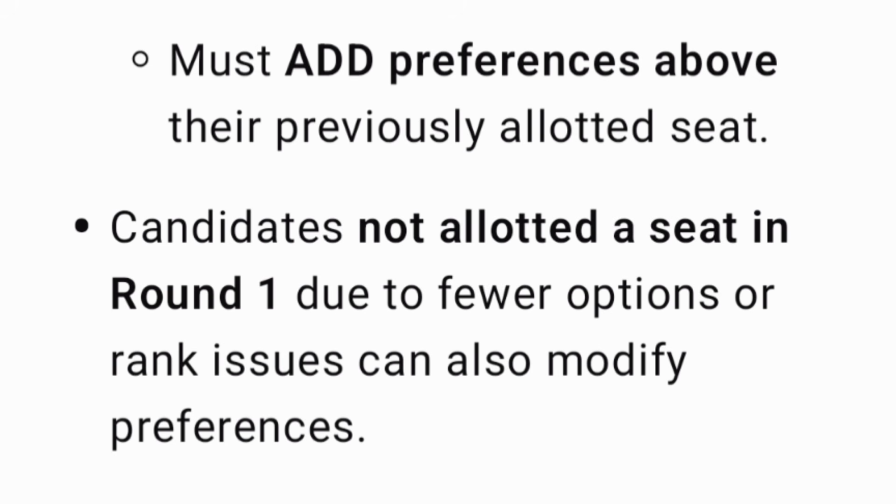So that is the good news, that you can add preferences, but the only thing is that you can add preferences above the previously allotted seat. Please remember, you cannot add any college preference below the seat allotted. So the current seat allotment will be shown in green color. You will have to add option entry above that green seat allotted, right? Hope you understood that, right? Candidates not allotted any seat in the previous round cannot change it.